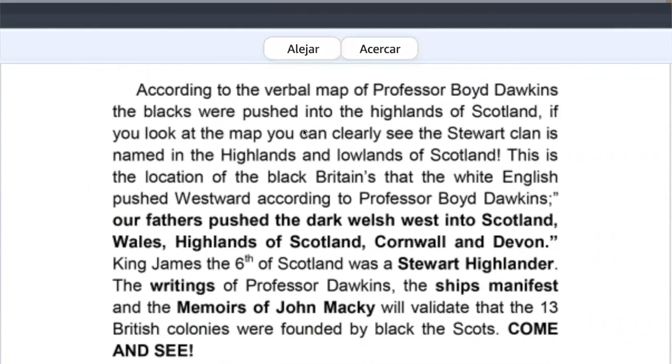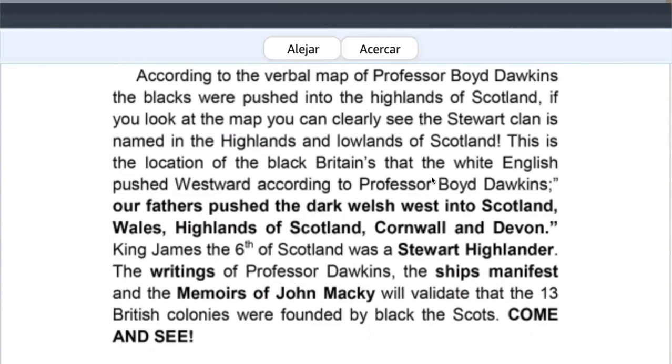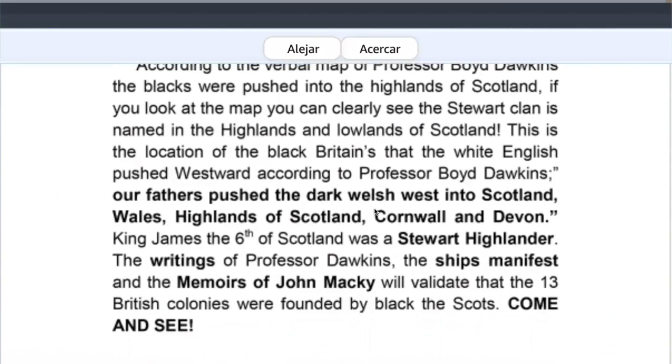And I believe a lot of those Europeans, even the ones that invaded, were also melanated. If you look at the map, you can clearly see that the Stewart clan is named in the Highlands and Lowlands of Scotland. This is the location of the Black Britons that the white English pushed westward, according to Professor Boyd Dawkins. Our fathers pushed the dark Welsh west into Scotland, Wales, Highlands of Scotland, Cornwall, and Devon.